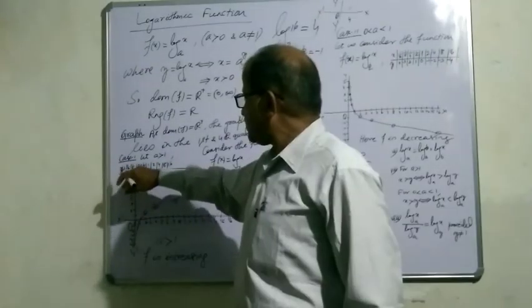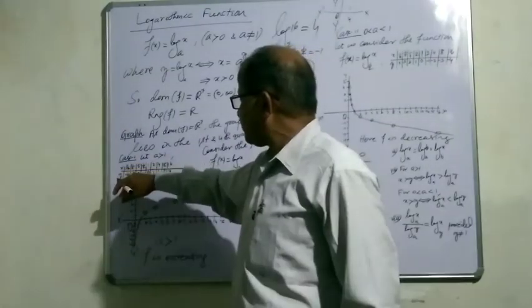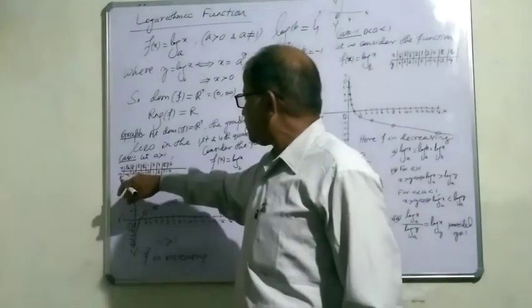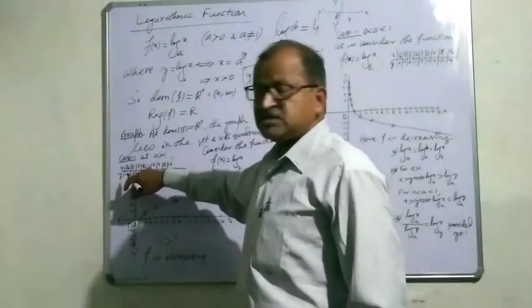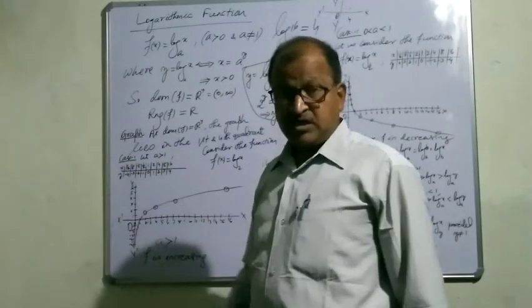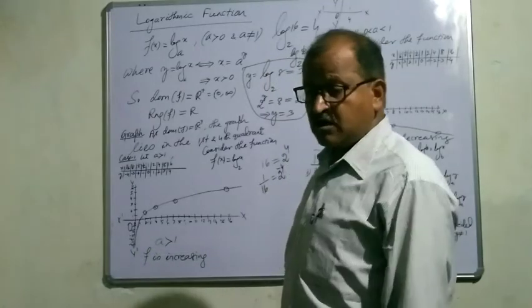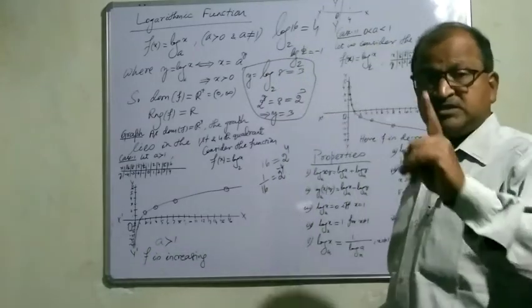X is 1 by 4, like this. I have taken all these points. For 1 by 4, it is minus 2. For 1 by 2, it is minus 1. When x is equal to 1, it is 0. Yes, the logarithm function has the value 0 when x is 1.